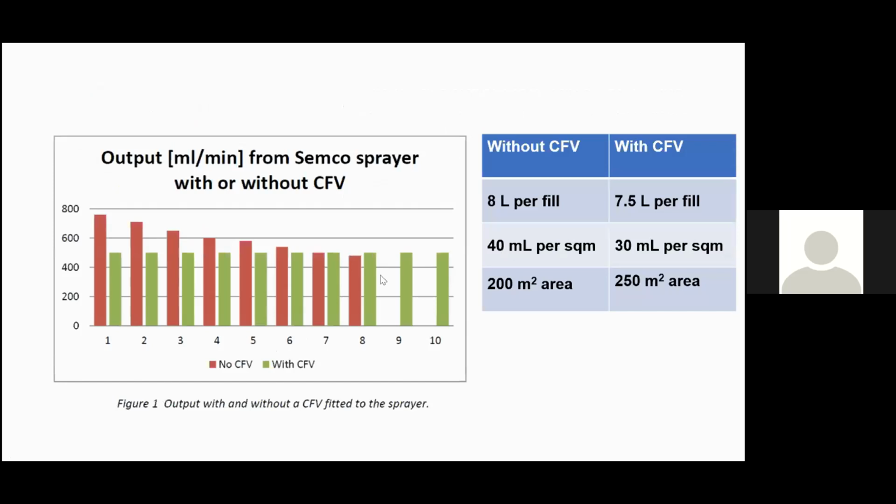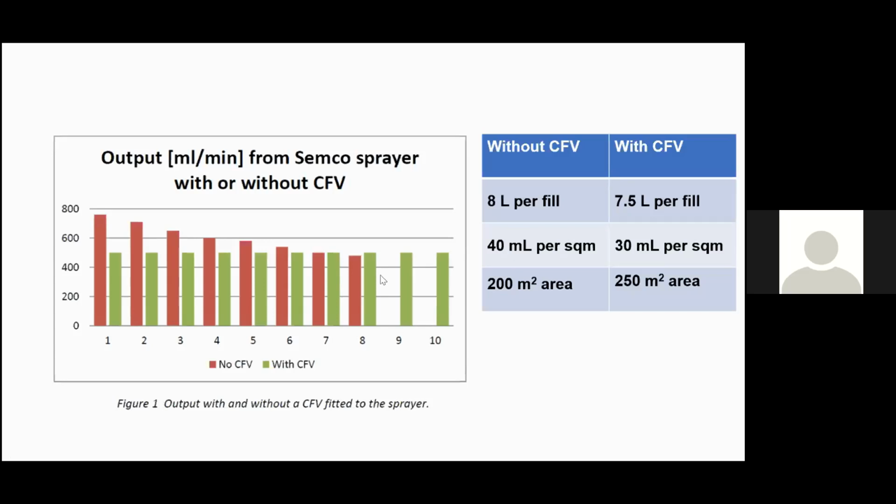So here is a comparison of using CFV and no CFV. The red bars are showing that when we don't use CFV, the output, that is milliliter per minute, from another type of compression sprayer goes down constantly. And in case we use CFV, that is the greenish bars, the constant output is maintained.